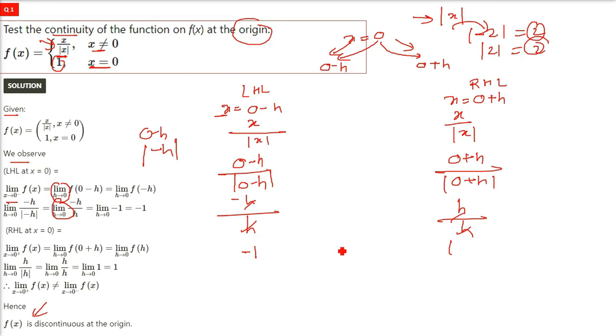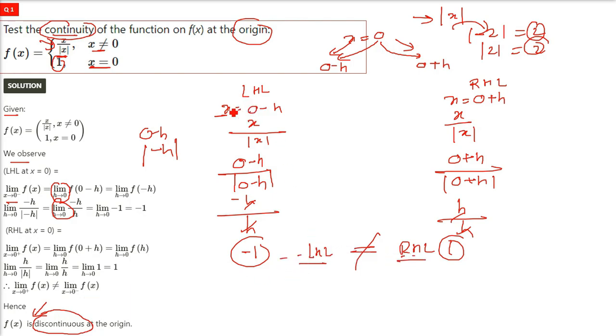So what do you see? The left hand limit and the right hand limit, they are not same. They have different value. One is negative 1, one is positive 1. So the first test has failed. The first thing for continuity or discontinuity is left hand limit has to be equal to right hand limit, which is not coming here. That is why this is a discontinuous function at the origin at x equals 0.